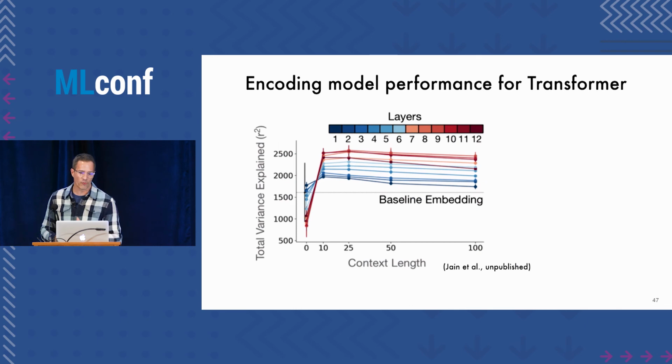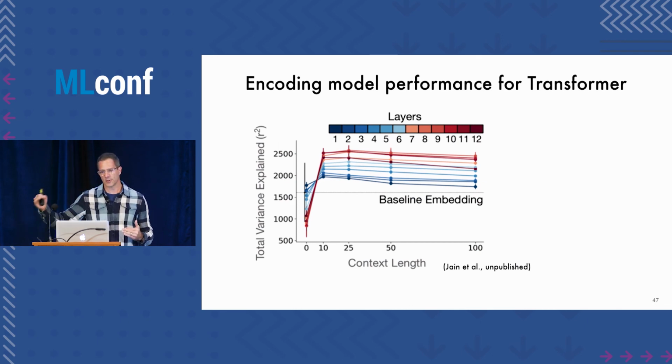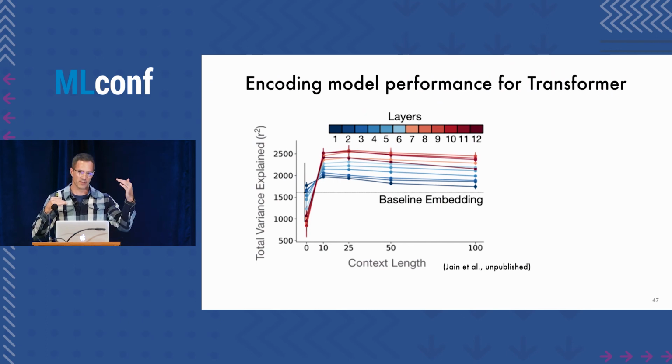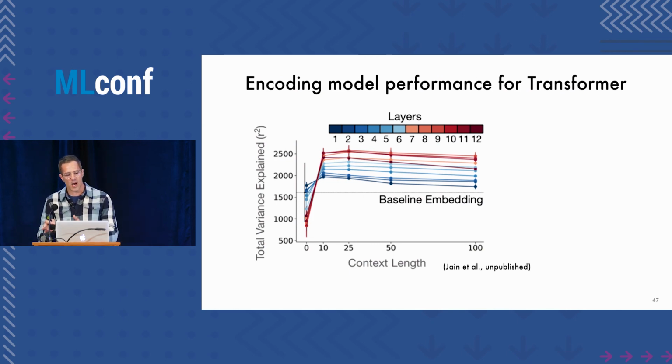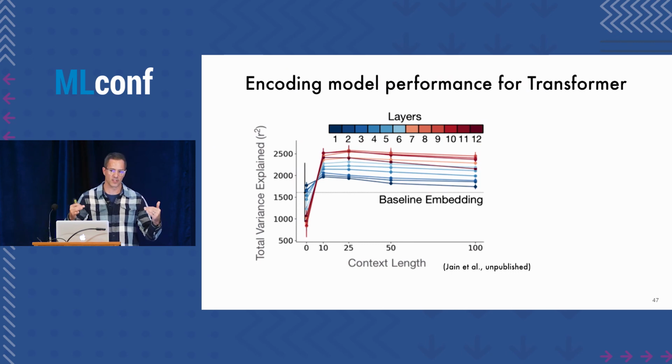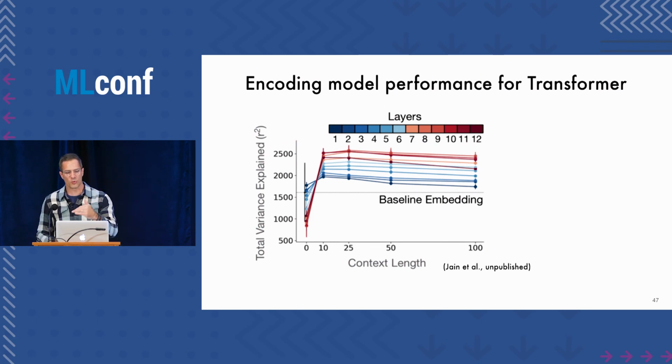And then you can look at the performance of what parts of the transformer model, what layers, best explain the brain variance, the variance in the brain activity. And the answer is that layers around 9, later in the model, best explain the full variance. So that makes sense. We're capturing all the context. But there's a drop-off as we go to layers 10, 11, 12, and that's a mystery.